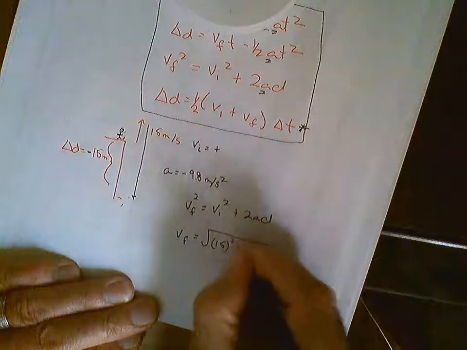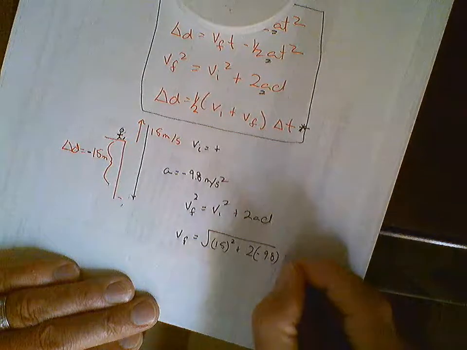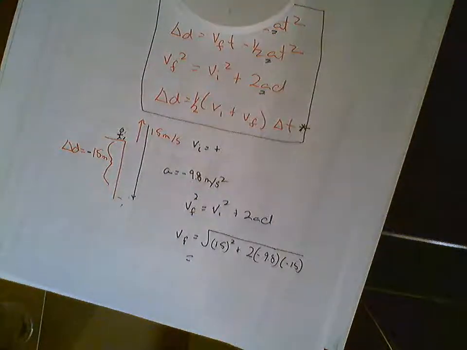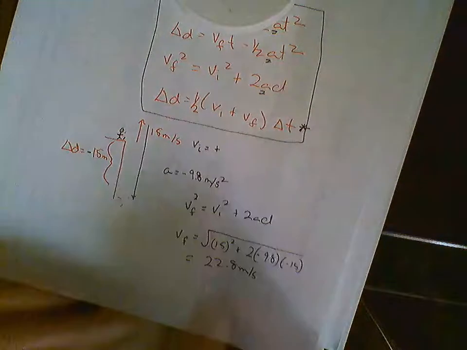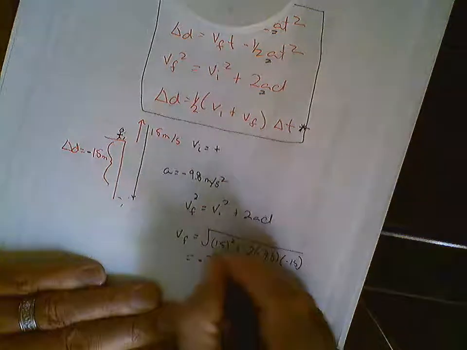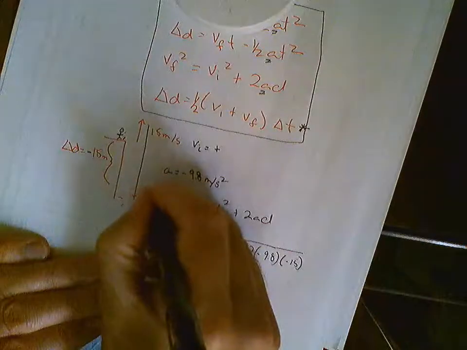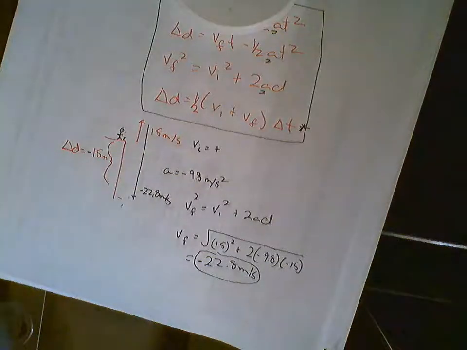I've got 15 squared plus 2 times negative 9.8 times negative 15. So I'm just going to do the math there, and I'm going to take the square root of that, and I'm going to get 22.8 meters per second. Now this is going down, so I'm going to call this negative. I'm calling it negative because I know from my diagram that it's going to be going down. Now, some students have said to me in the past, hey, the final velocity is 0. When it hits the ground, it's 0. No, when they say final velocity, they mean right before it hits the ground.